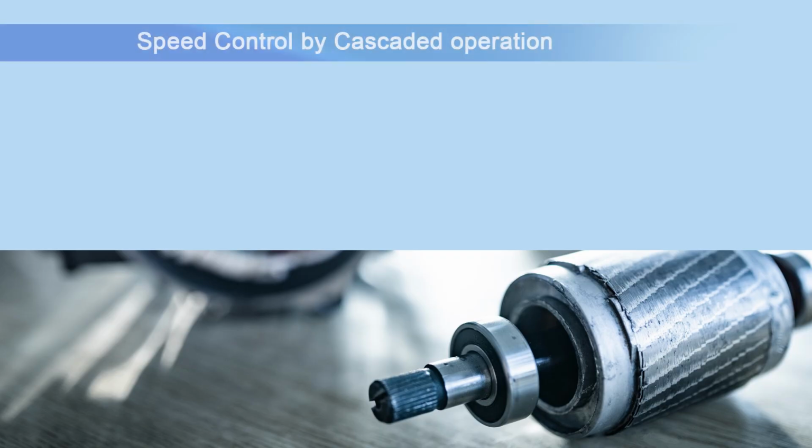So far, we have discussed some methods of speed control from the stator side and from the rotor side. Now, we will discuss speed control by cascaded operation. In this method, we have two motors. The first motor, motor A, and the second motor, motor B. Both the motors are wound for different numbers of poles. Suppose the number of poles of motor A is PA and that of the second motor is PB.